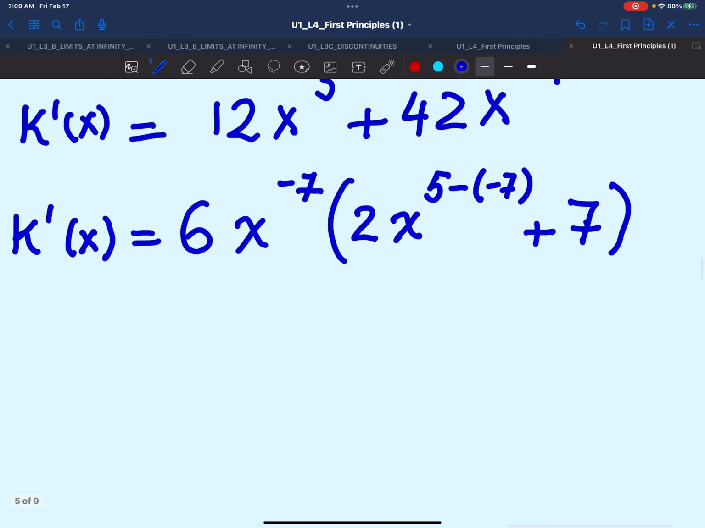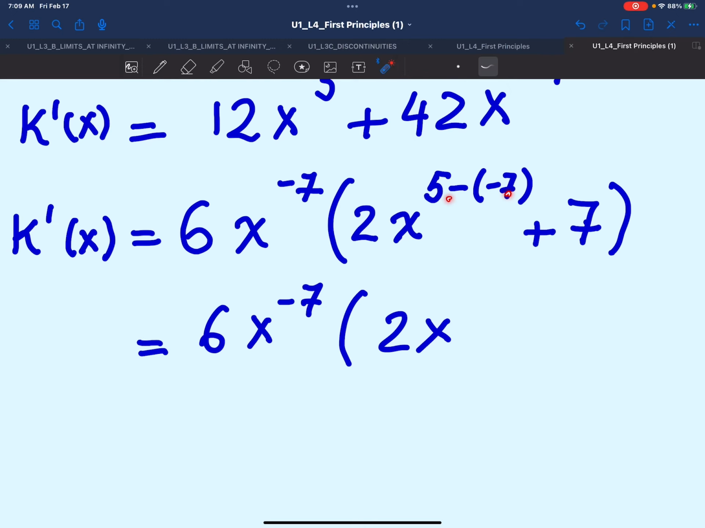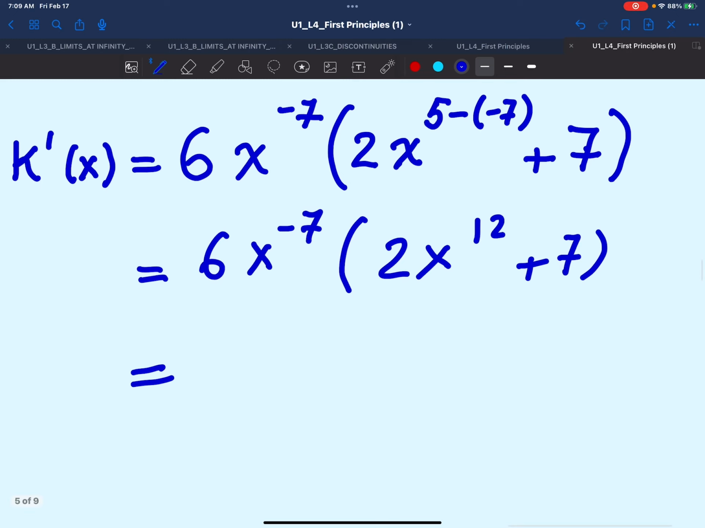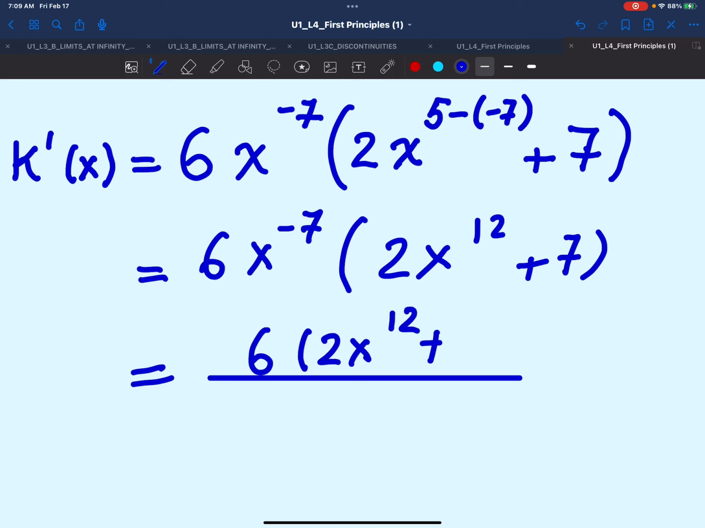And now we'll simplify a little bit more. So we have 6x to the negative 7, 2x to the power of 5 minus negative 7, that's a 12. And then plus 7. So we have one more term that we need to express with positive powers. That has to come down in the denominator. 6 will stay in. We have 2x to the power of 12 plus 7. And in the denominator, we'll have x to the power of 7. And that's k prime x.